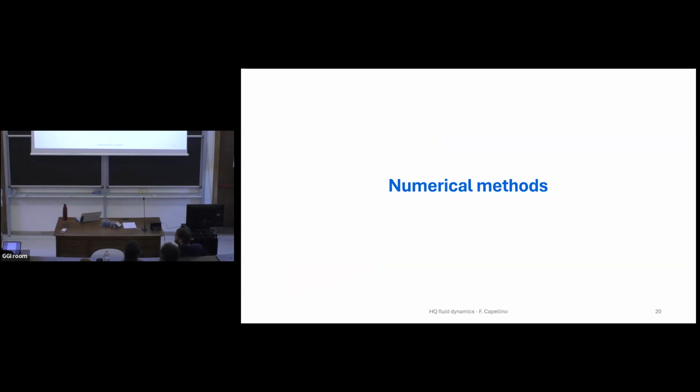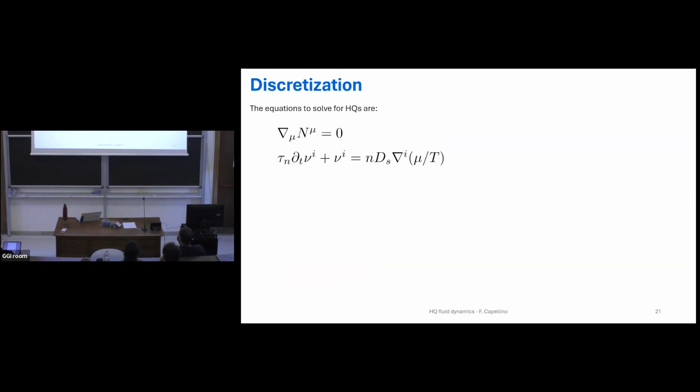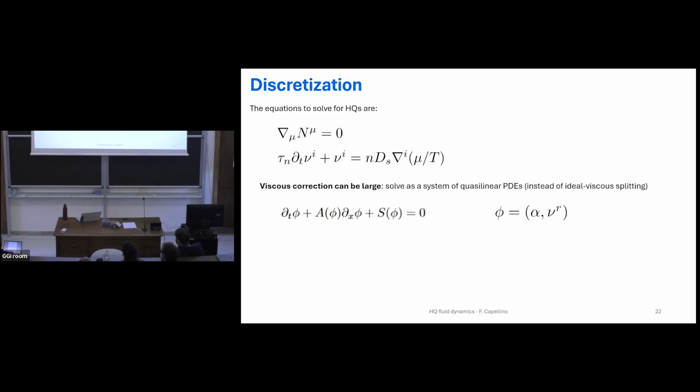Now I will, for a second, pause and go through the numerical methods that we implemented in order to study this. Okay, so the equations that we have to solve for the heavy quark sector, as I mentioned, are a conservation law for the heavy quark current and an equation of motion for the dissipative current. So by construction, we cannot have a conservative form for this equation that expresses the whole of it as a gradient of some quantity. So one has to be careful when deciding how to solve it.